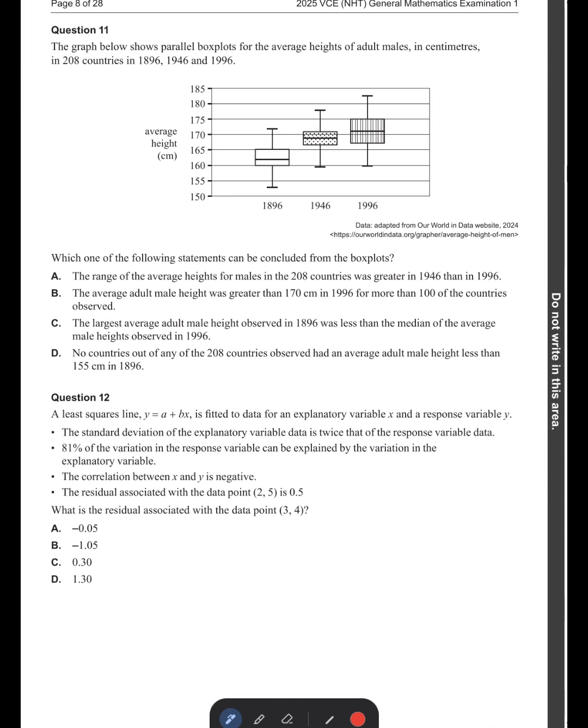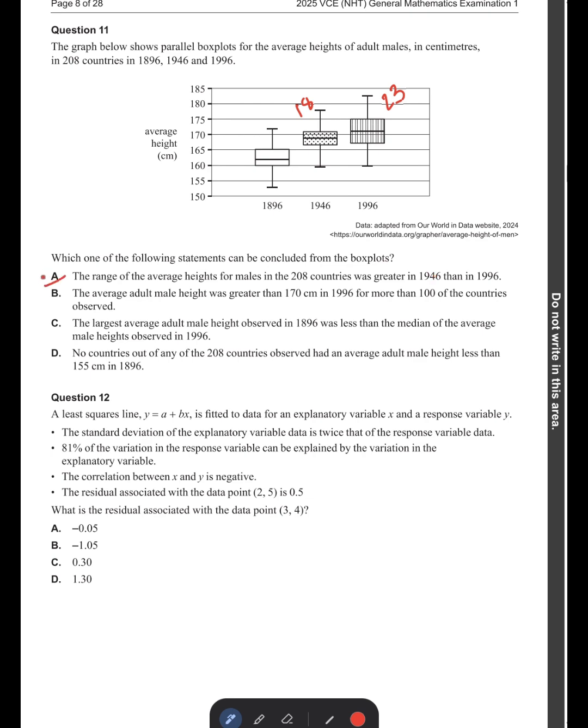Okay, the graph below shows the parallel box plots for average heights of adult males in centimeters for 208 countries. Which one of the following statements can be concluded from the box plot? The range of the average heights for males is greater in 1946 than 1996. So we're looking at range. The range there is about 5, 10, 15, about 18. And the range for 1996 is 5, 10, 15, 20, about 23. So is the range higher in 1946? No, it's not. It's lower.